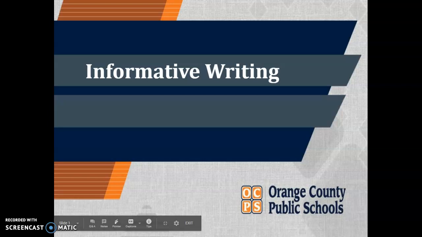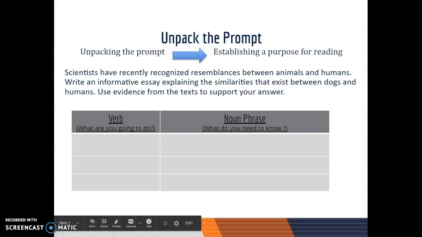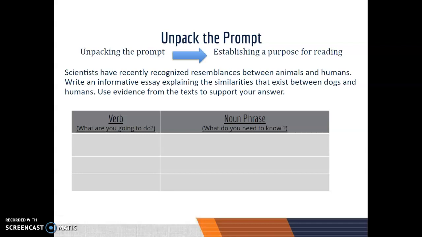This is step 1 of the writing workshop checklist, unpacking the prompt. The first thing you want to do when you are about to start an essay is read the prompt. And you want to decide why are you reading and what are you writing about. And the answer to that is in the prompt.